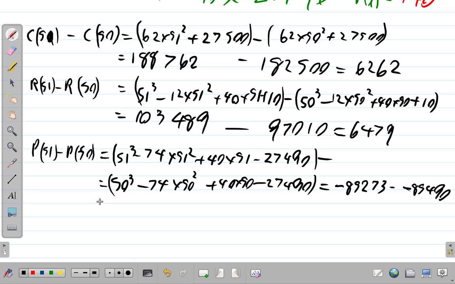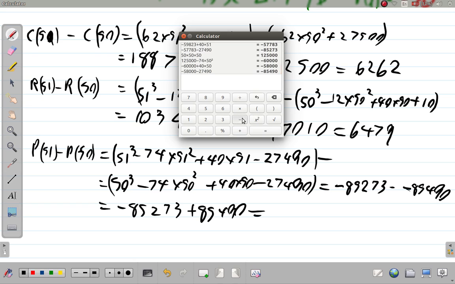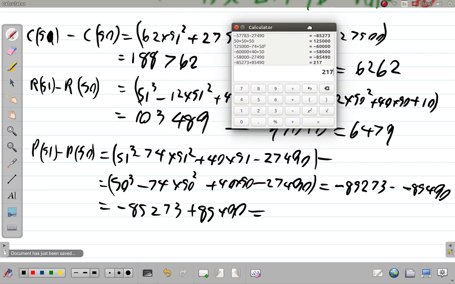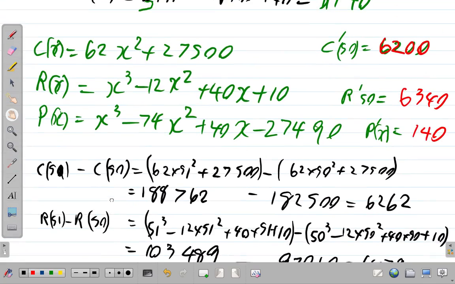Now this would amount to the same thing as negative 85,273 plus 85,490. What do we get now? Let's see. This is negative 85,273 plus 85,490 equals, this is 217. This is a bit far. Let's recheck it, make sure everything is all right.